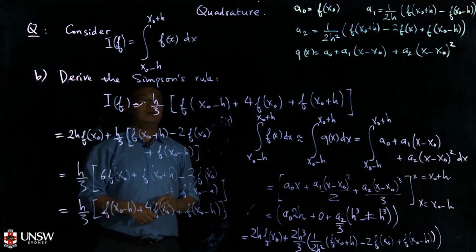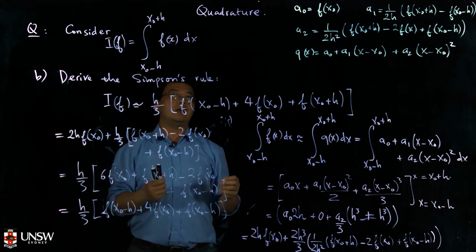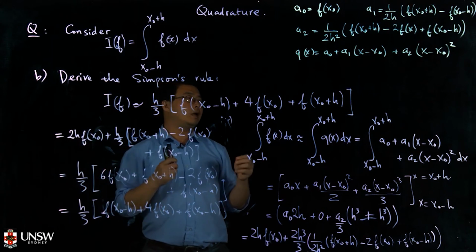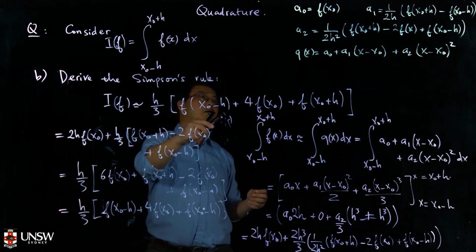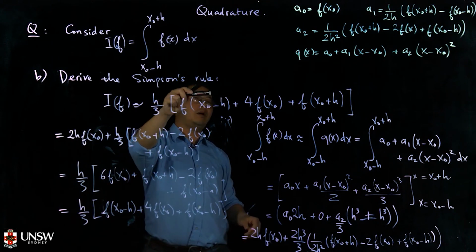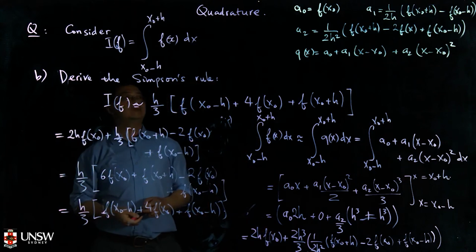Okay. So in summary, the Simpson rules is just you approximate the area under the curve by the area under a quadratic that interpolates the curve at 3 points, x0 minus h, x0, and x0 plus h. And that's it.